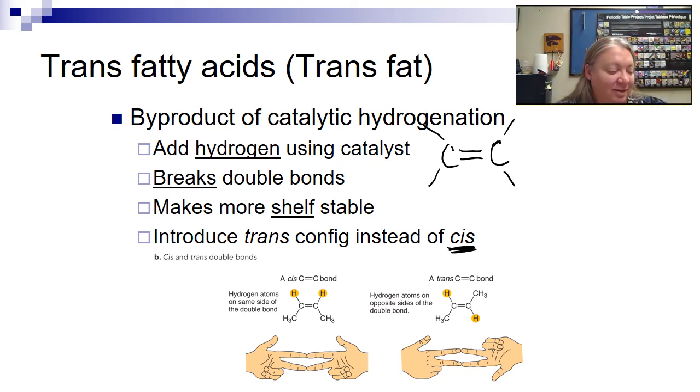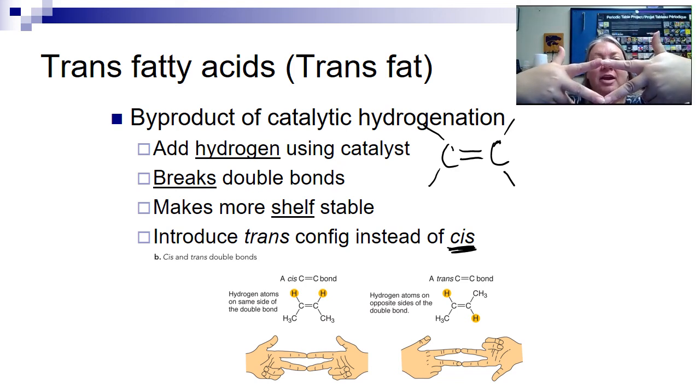But a byproduct of this catalytic hydrogenation is that we start making some trans. So here's my cis, and I know it looks kind of weird. I'm holding up my fingers. You're like, what are you even talking about? So my 2 fingers represent the double bond. I have my thumbs, which are maybe a carbon coming off of the carbons, or maybe it's a hydrogen, whatever you want to think. And then my other fingers down here are the other side of the chain. That's cis. Now trans, you flip it around. One goes up and one goes down.